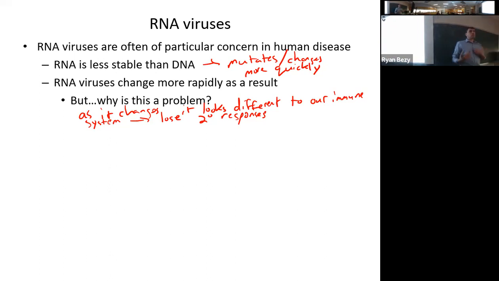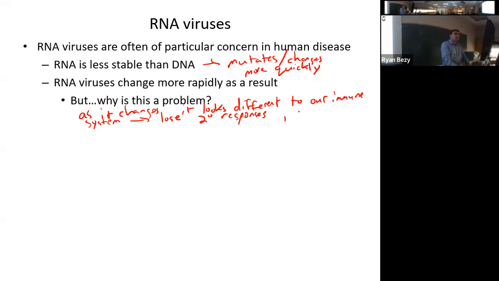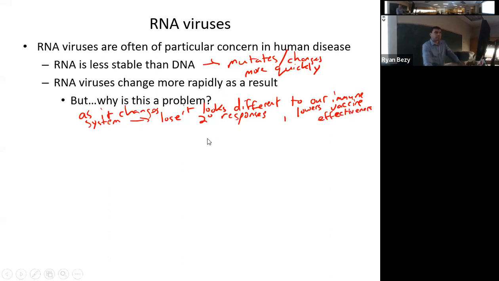So anytime I say you lose secondary responses, that means you're losing your memory responses, so you can get sick from the disease again, but it also means vaccines don't work as well, because that's how they work. Questions about that? So yeah, you lose secondary memory responses. It lowers vaccine effectiveness, which is related. Okay.